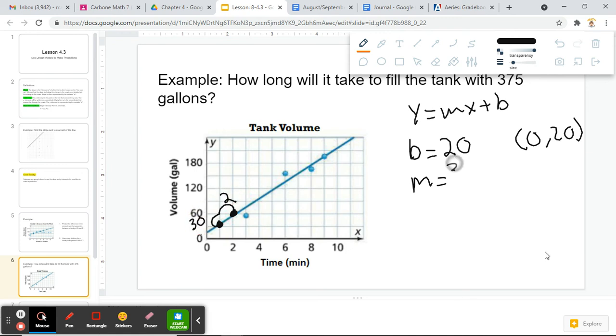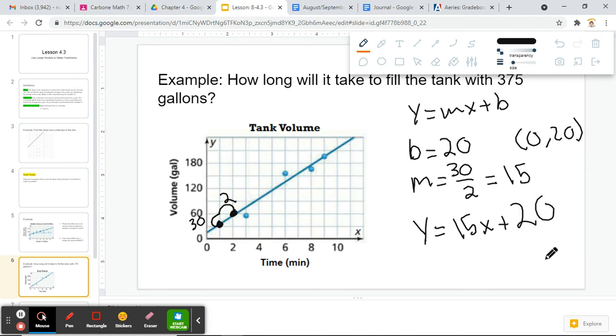So our m would be 30 over 2. Our rise, we rose 30, and we ran 2. So 30 over 2 is equal to 15. All right, so let's plug this into our formula here. We have y is equal to 15x plus our b, which is 20.